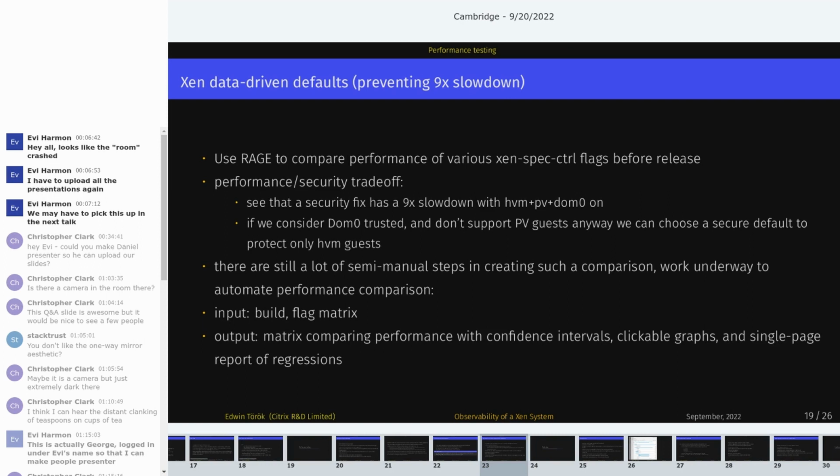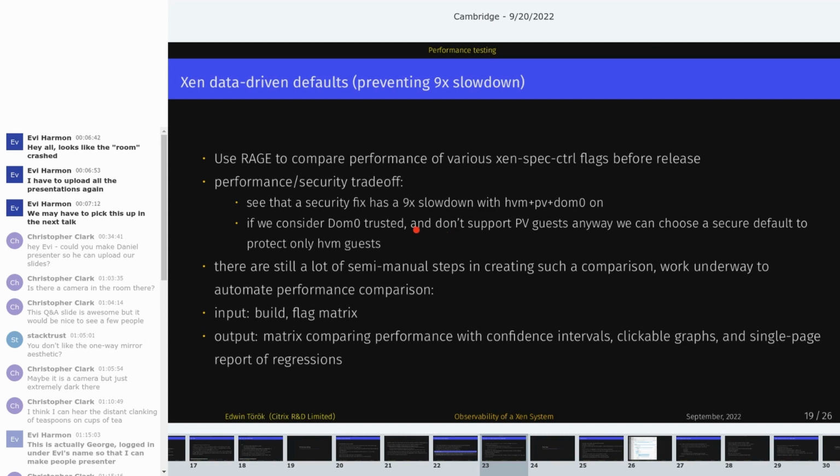We don't have that yet, but what we can do is make some data-driven decisions on what our defaults should be, which is a trade-off between security and performance. Because usually we care about protecting HVM guests. PV guests are sort of deprecated now. You can only run them in PV Shim. And really the only PV guest is mainly Dom0, which is trusted to run non-malicious things, except of course if you somehow exploited something to escape, like QEMU in Dom0.